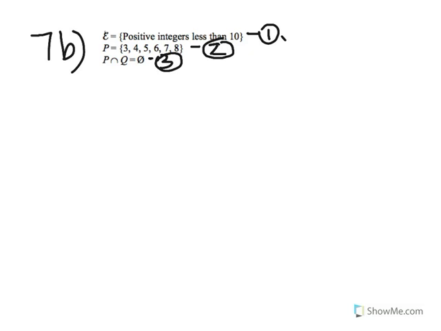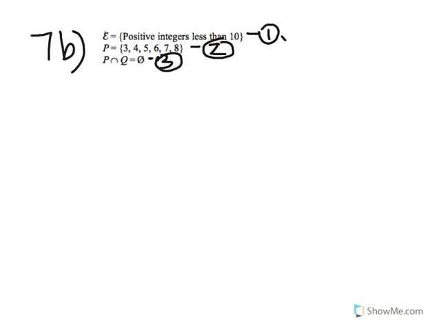And P is equal to 3, they've given you another set P with the separate numbers that are in the set, and then they said P upside down U Q is equal to this symbol. The upside down U is intersect, meaning what they have in common, and the 0 with a slash through it means nothing, so P intersect Q means P and Q have nothing in common.